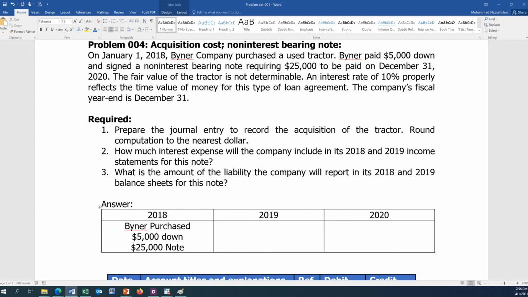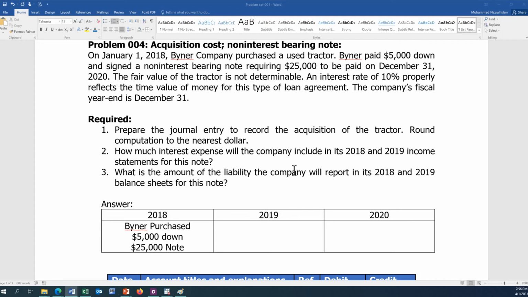The fair value of the tractor is not determinable. An interest rate of 10% properly reflects the time value of money for this type of loan agreement. The company's fiscal year end is December 31st. Now prepare the journal entry to record the acquisition of the tractor, rounding computation to the nearest dollar. Okay, now let's see what we need to do.